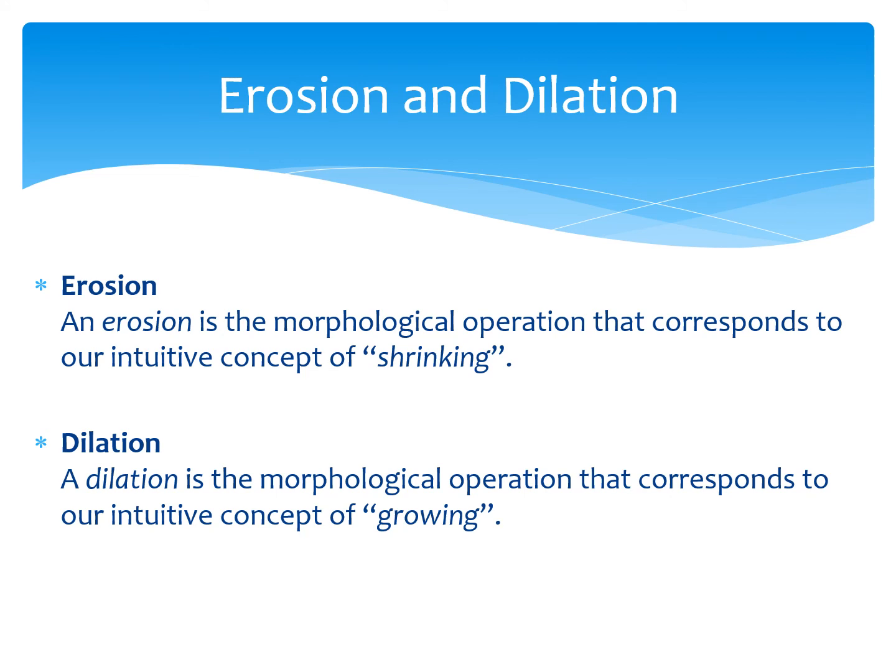In image processing, the idea of shrinking and growing process is known as erosion and dilation. And erosion is the morphological operation that corresponds to our intuitive concept of shrinking. Contrarily, dilation is the morphological operation that corresponds to our intuitive concept of growing.